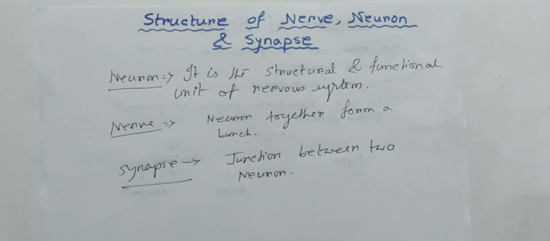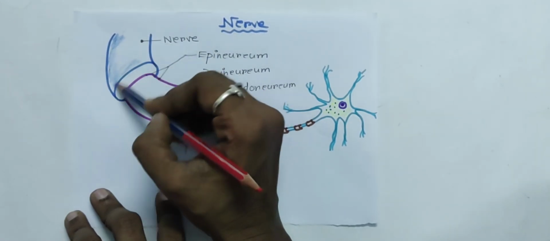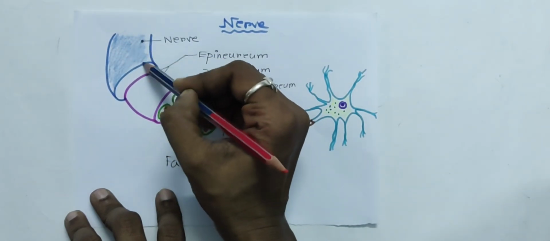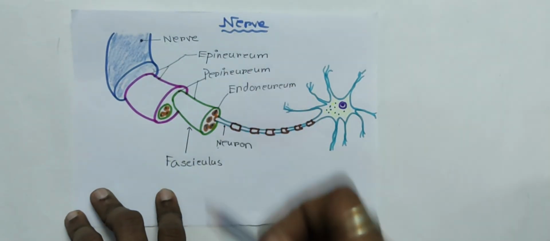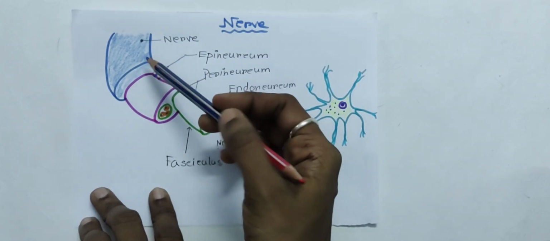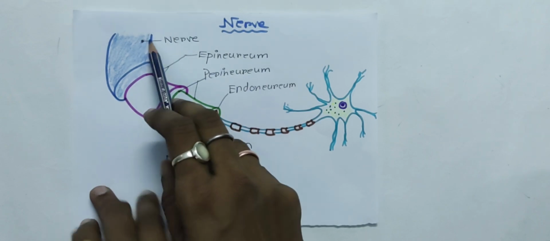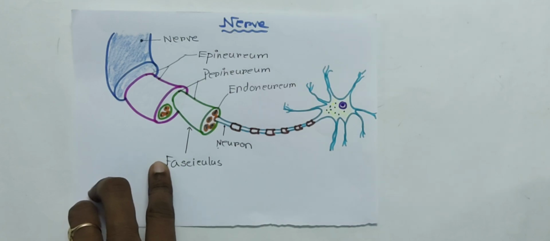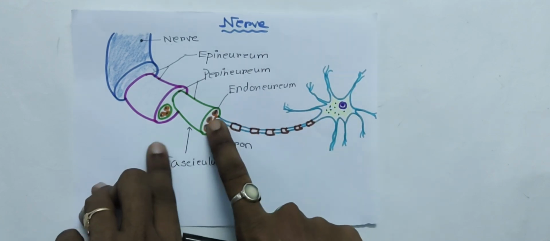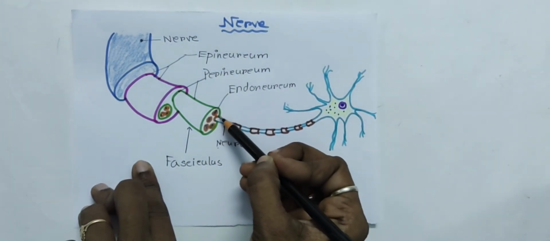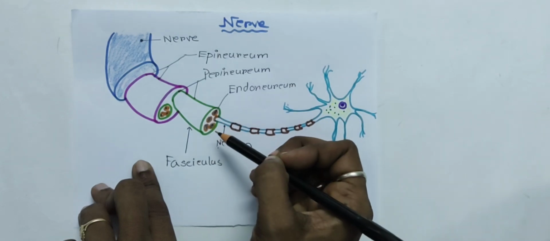Let's come to nerve. This is nerve. This is our nerve fiber. Okay. The layer, the membrane of the nerve is called the epineurium. Okay, come from the inner side. First, there is a neuron. This is the structural and functional unit of nervous system. Neuron, a bunch of neurons. The neuron is surrounded by a membrane. That membrane is called the endoneurium. Okay, endoneurium. This orange part is the endoneurium.